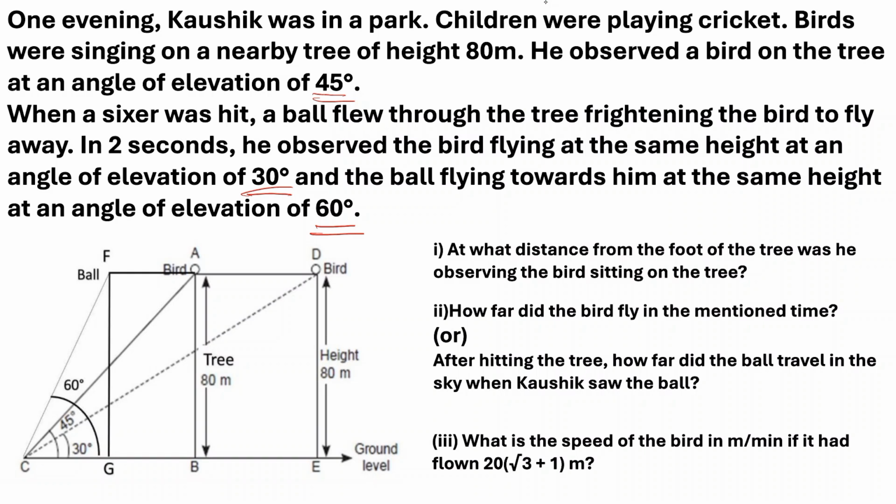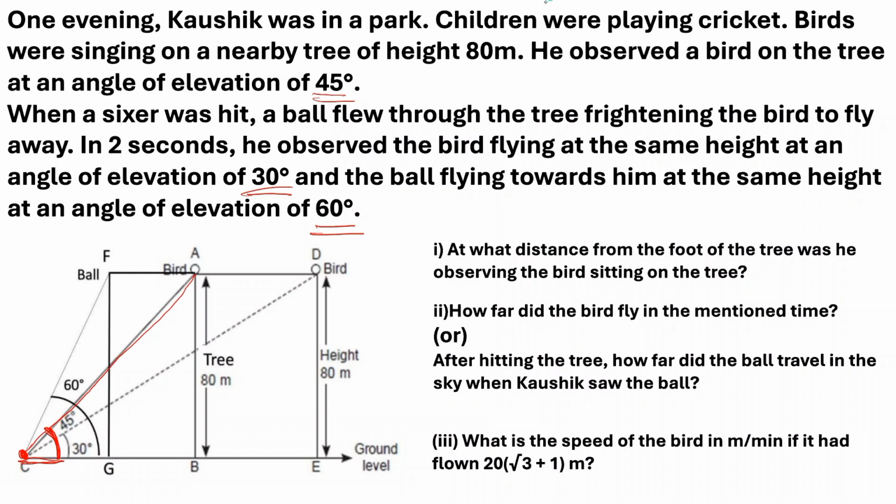So there is a tree and this figure is given in the question paper. Don't worry about that. There is a tree of height 80 meter and Kaushik is observing all those things from this point C. He is observing a bird on the tree of height 80 meter with this angle of elevation 45 degree. So this is the line of sight, and this line to the object makes an angle of 45 degree. This is the angle of elevation for that particular point.